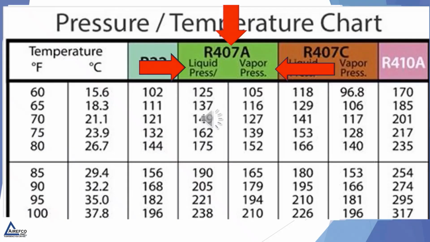In a previous video, we talked about the two different columns on a pressure temperature chart for some refrigerants. You have a liquid pressure and a vapor pressure chart, and we discussed the difference between the bubble point and the dew point. In this video, we're going to explain further the glide of different refrigerants.